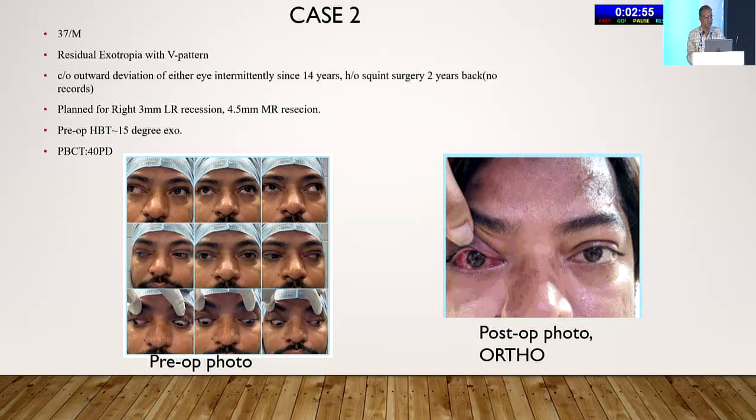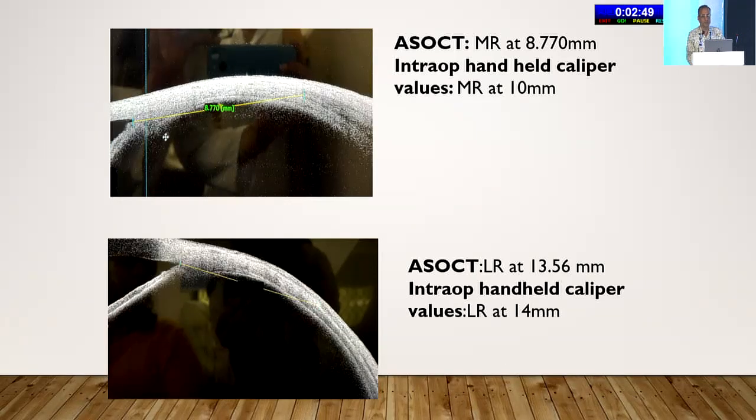This is the second patient. This was a case of residual exotropia with V pattern. These are the pre and post operative photographs. ASOCT was done and MR was found at 8.7 mm, and with caliper it was found at around 10 mm. The lateral rectus was found at 13.5 mm, and with caliper it was found to be at 14 mm.